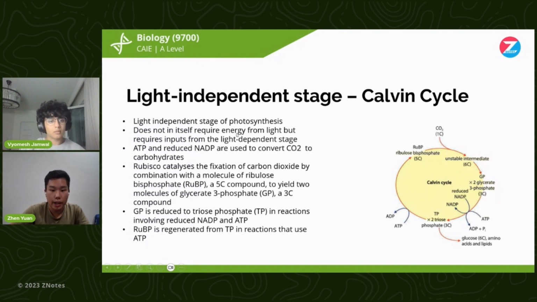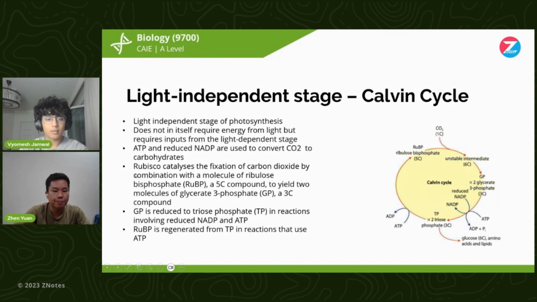It does not itself require energy from light, but requires inputs from the light dependent stage. ATP and reduced NADP are used to convert CO2 to carbohydrates. So what is the entire purpose of the Calvin cycle? It's actually to produce, as I said previously, organic molecules such as your glucose, your amino acids, and your lipids. So it's kind of like a generator of these kinds of molecules that is used by the plant.